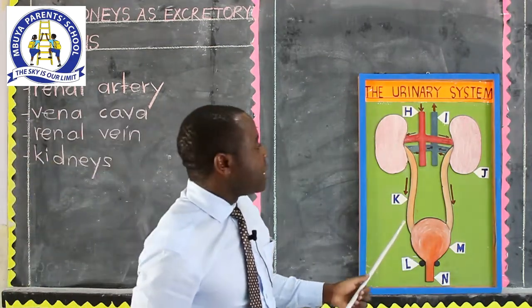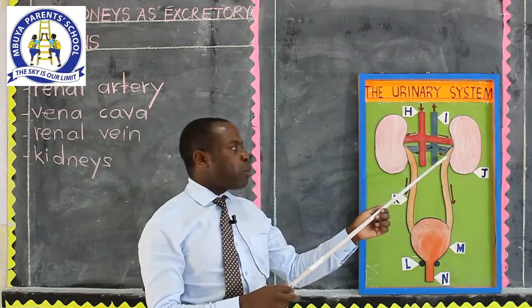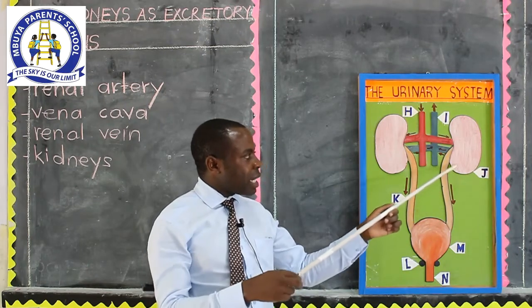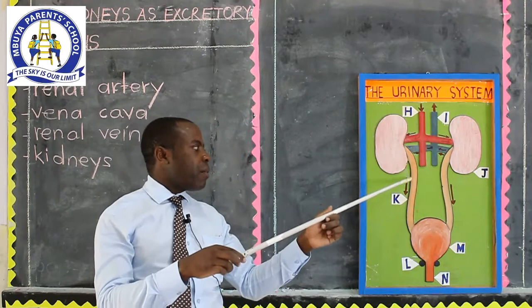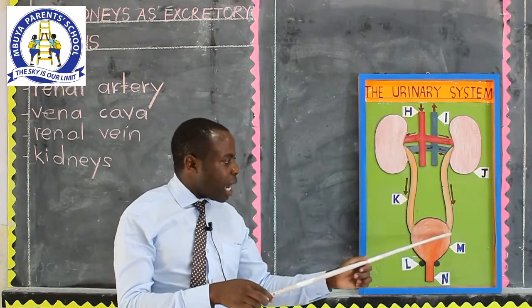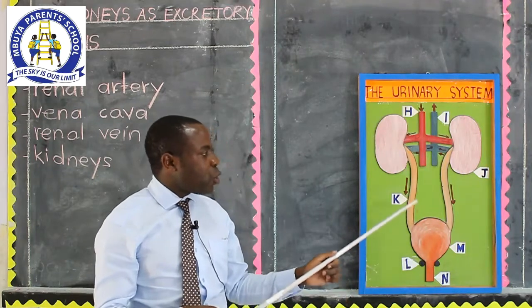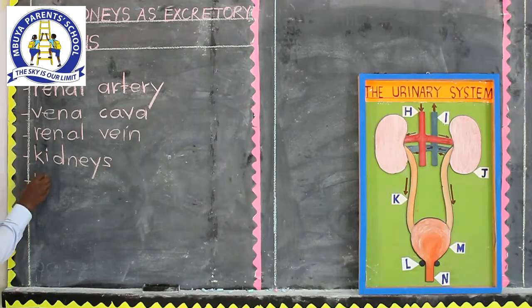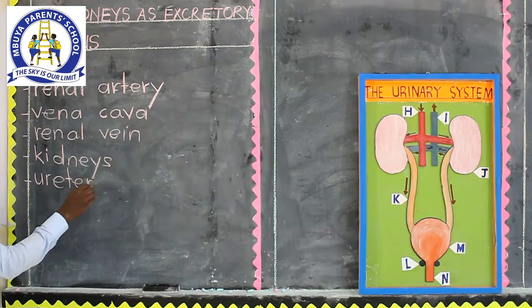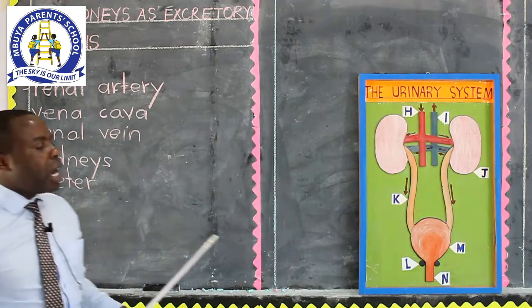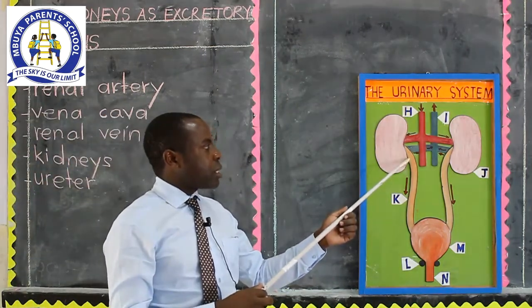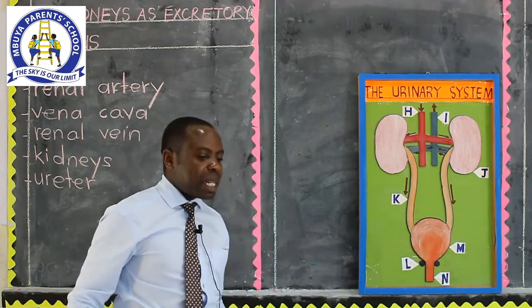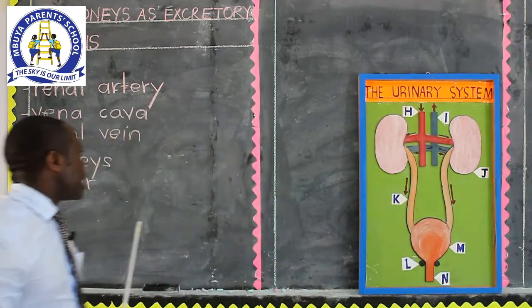After filtration of blood, what is collected from blood will be taken out of the kidney through this part for this kidney, and then through this part for this kidney, and then it will come and get collected here. So we have got part K, and part K is what we call ureter. So the ureter carries urine. That is after filtration. And then the urine is brought to part M, and part M is what we call the urinary bladder.